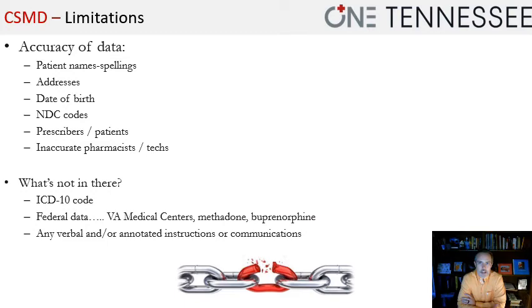The most common thing that we see is patient names being misspelled or entered incorrectly. Also, varying addresses. If you're using that driver's license, that's most likely going to be the most current address they have on file. Date of birth being entered incorrectly. NDC codes are not included. Remember, the ICD-10 codes might be required on some C2 prescriptions, but that data isn't carried into the CSMD, and neither are those NDC codes for the drugs that are dispensed.